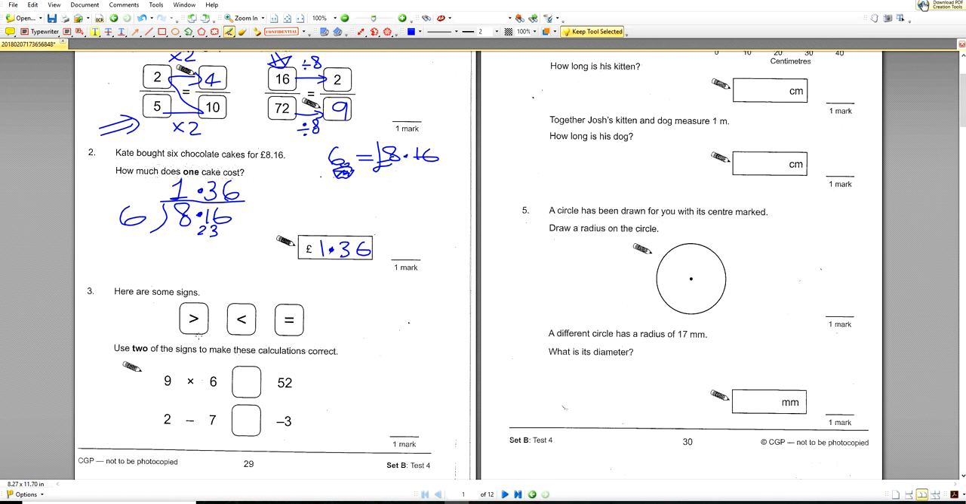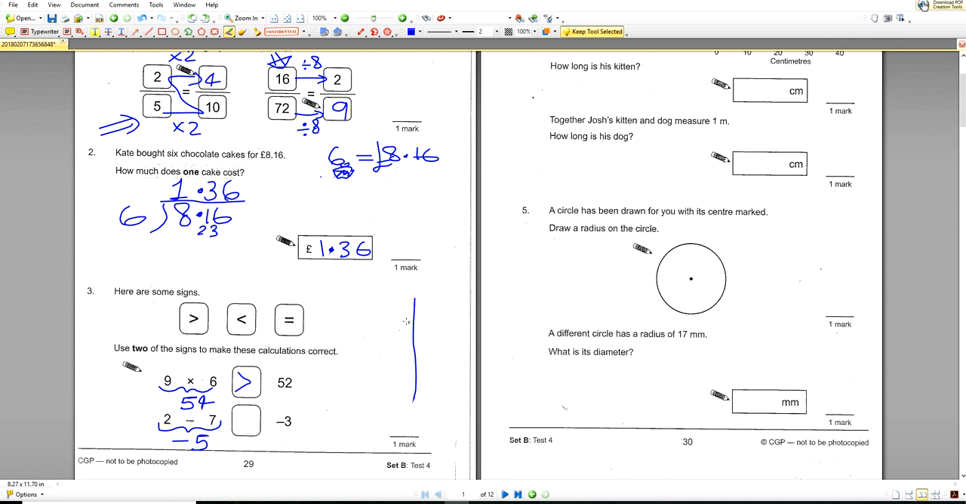Okay, let's move the page down a bit. Here are some signs. Use 2 of the signs to make these calculations correct. So 9 times by 6 is equal to, that will give you 54. So 54 is bigger than 52, so you have to use the bigger than sign. How do we know this? Because this side is the open side, which means big, and this little pointer means the smaller side, which is 52. So if you have 2 and we minus 7, that will give us minus 5, and that's minus 3.